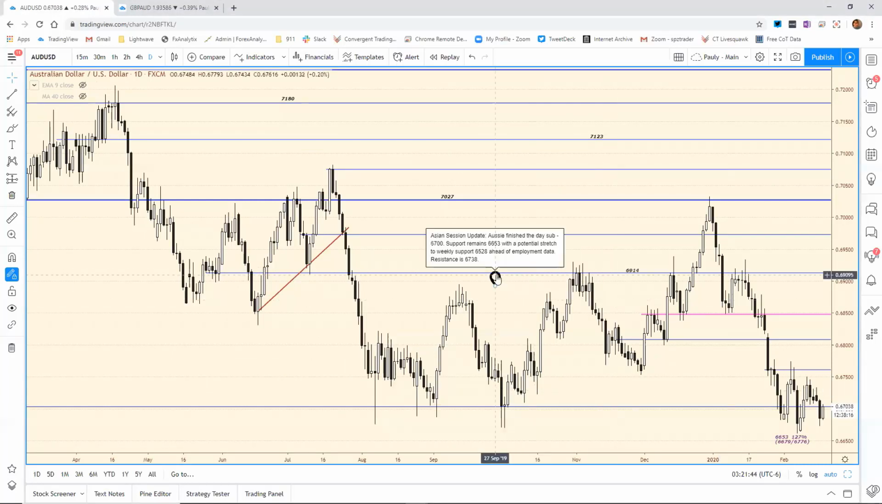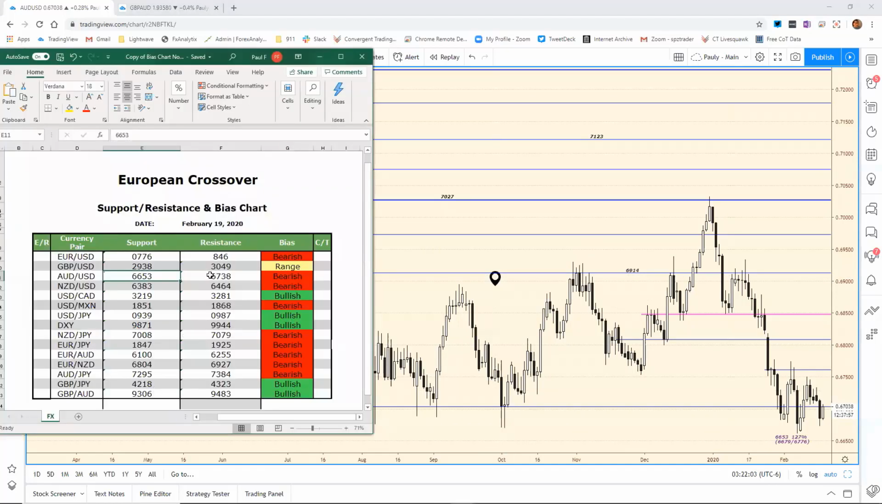Moving on to the Aussie. The Aussie finished today sub 67. Support remains 66.53 with a potential stretch to a weekly support of 65.28 ahead of the employment data. Resistance is going to be 67.38. So no changes here: 67.38 on the upside, 66.53. As I mentioned, we do have employment data coming up, and that will be key, and really the potential for that to knock it lower.